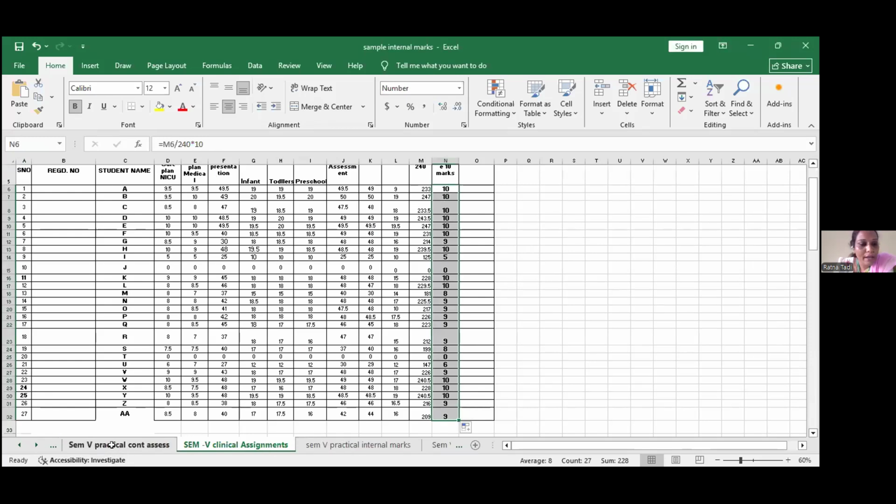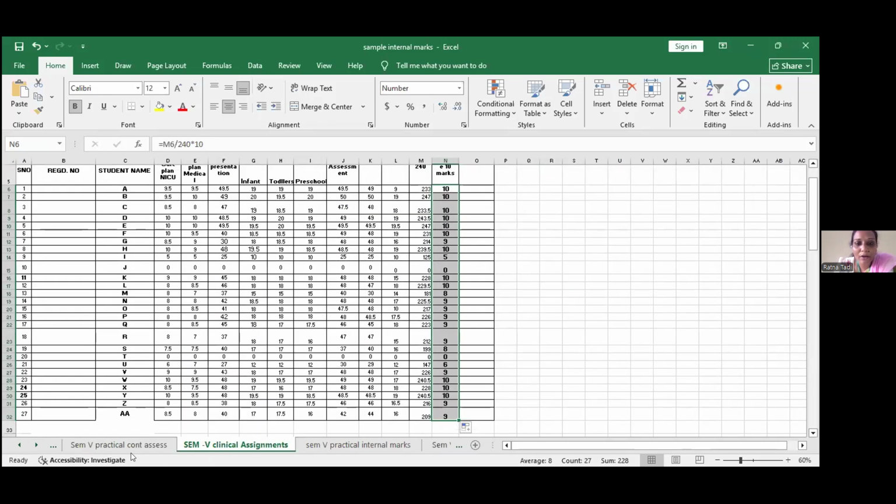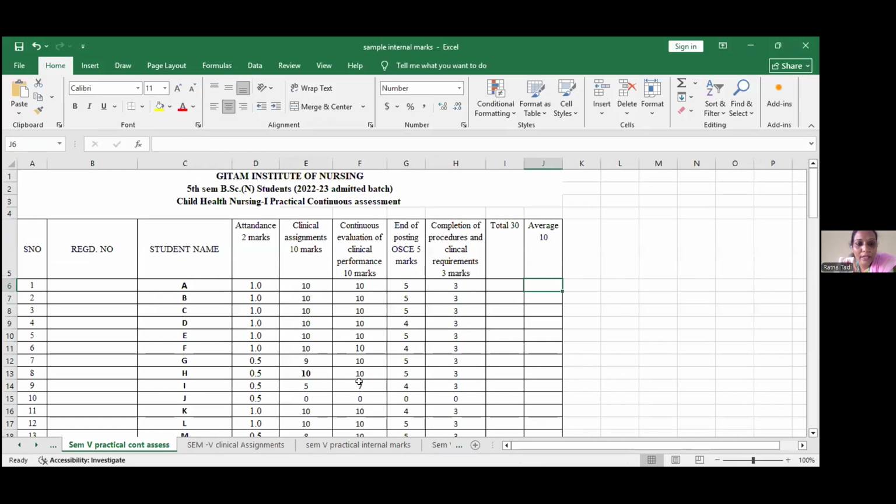So I got the average of this 10 and whatever else I got, I kept here. You can see here 10, 10, 10, 10, 10, all these I kept here. Then the continuous evaluation of clinical performance, those marks I kept. The OSCE which I conducted, those marks I kept. Then the procedure, whether they completed their file, those marks I kept.